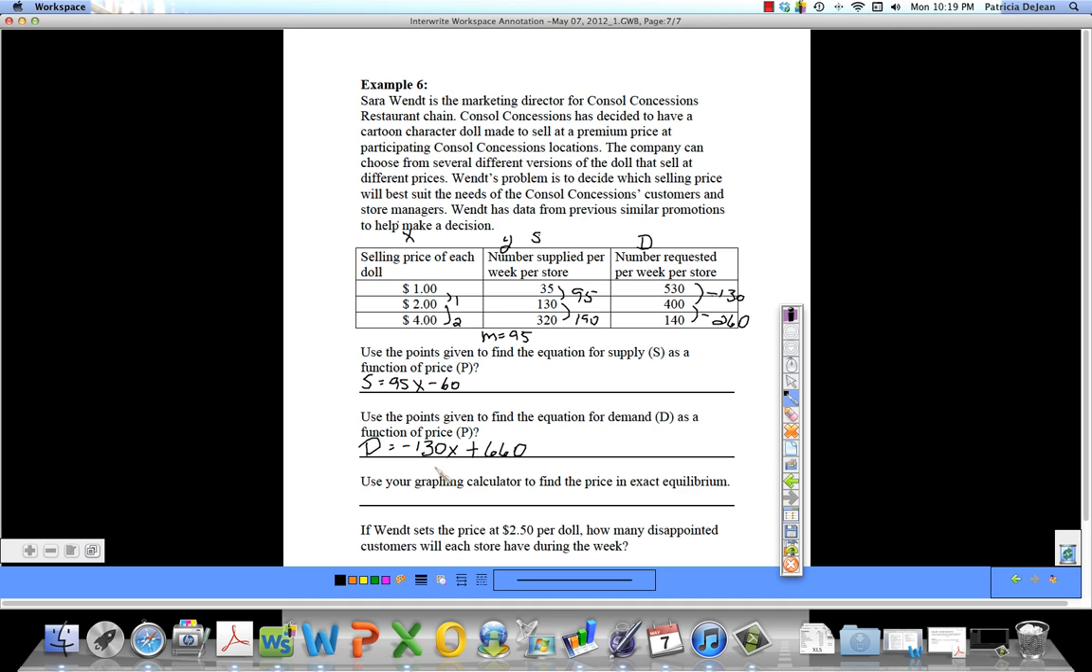Now, what I want to do to these two equations, it says use the graphing calculator, find the exact price. So what you want to do is go to y equals, clear it out, and put 95x minus 60 in y1, and put negative 130x plus 660 in y2, and graph it. And you might have to do a zoom fit, which is zoom 10. And you should see both of your lines.